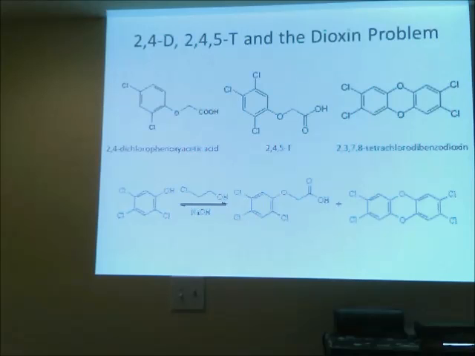Now, when you make, oh, and by the way, this material, a 50-50 mixture of 2,4-D and 2,4,5-T, was being used in Vietnam as a spray. It was being sprayed in areas where the enemy, the Viet Cong, would hide out in these very, very densely bushy areas. So it was being sprayed there, something called Agent Orange. And a lot of people came back from Vietnam, and they complained about all kinds of health effects.